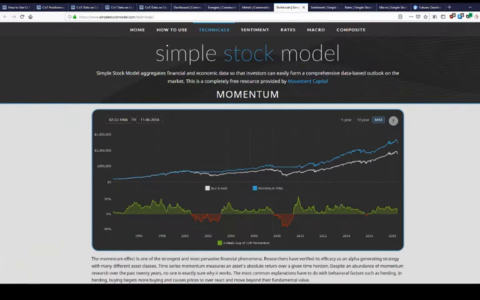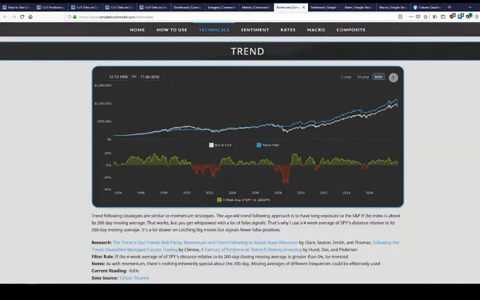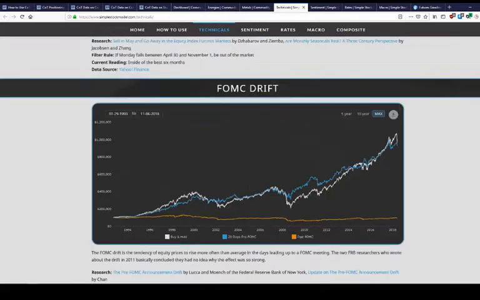So here's some stuff on S&P technicals. 12-month momentum is still positive. Trend, if it's measured by distance to a 200-day moving average, has actually just dipped negative. That's the first time in more than 2 years. We've got seasonality. Seasonality is actually quite strong for the S&P in Q4.